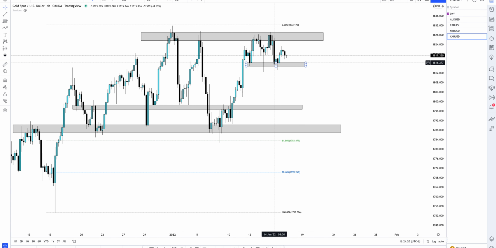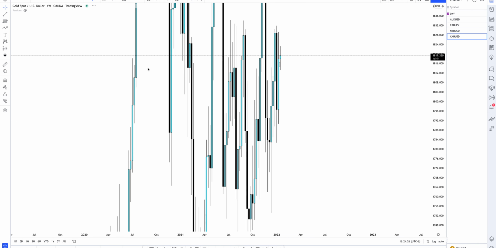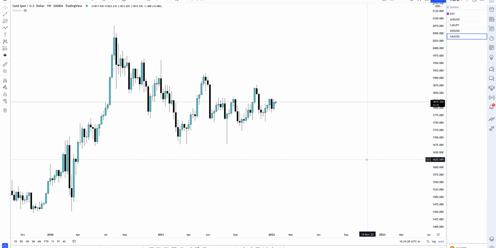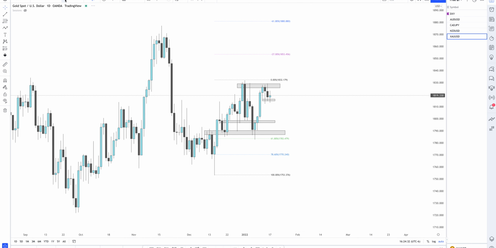Last one is gold. So the sell here from last week, which I shared, playing out really nice. What I'm sort of looking for now, let me have a look. I don't really trade gold, to be honest. I haven't traded gold in a long time. It's very, very easy to trade. I just don't like it.